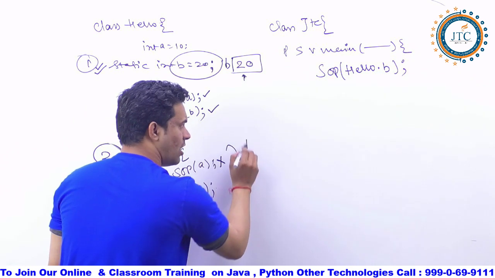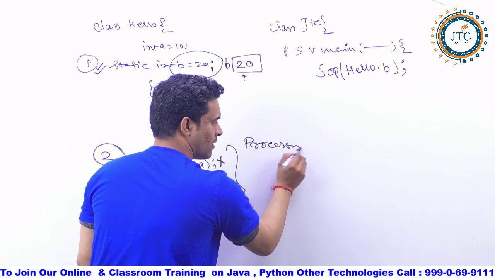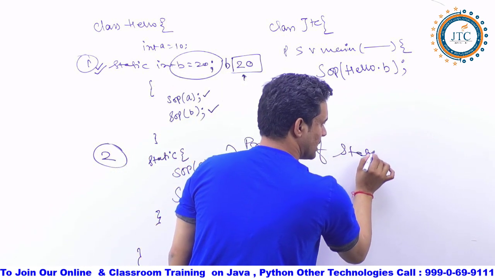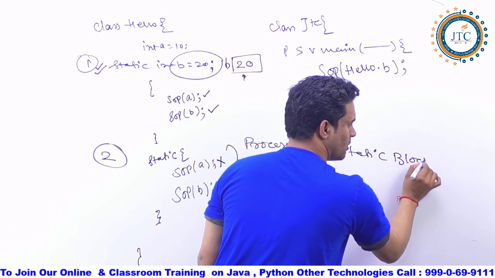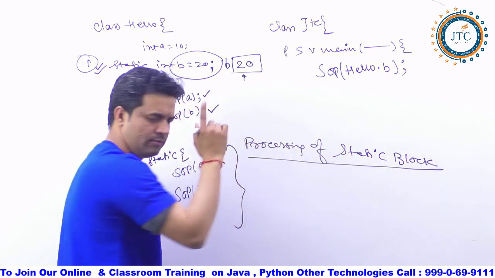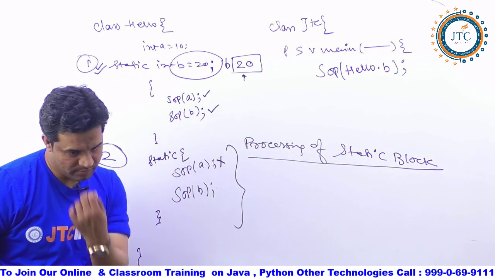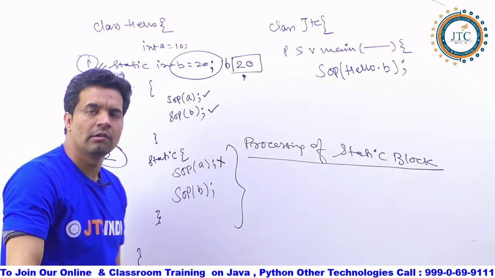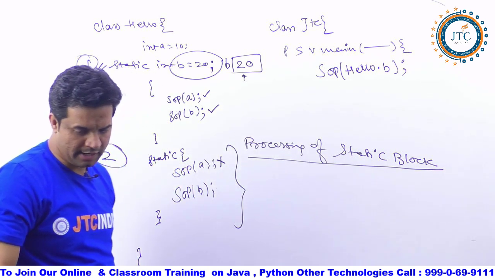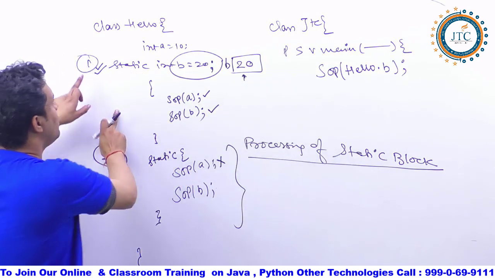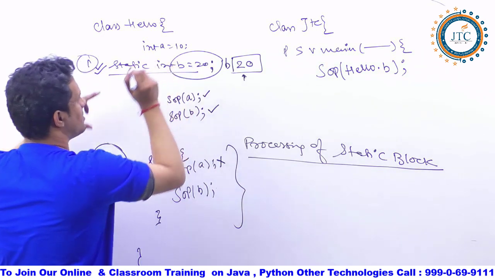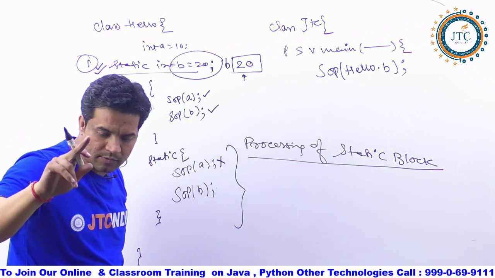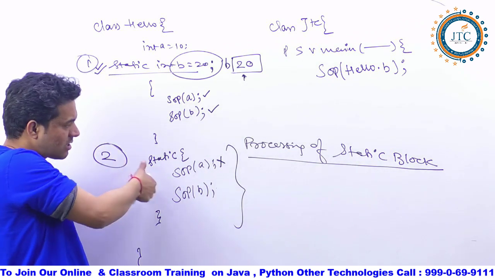The processing of the static block. Is it visible? Processing of static block. Here I have written it. So one, memory allocation for the static variable, and second one, the processing of the static block.